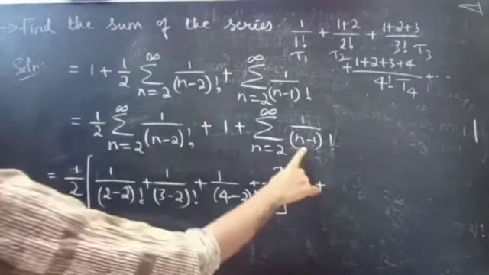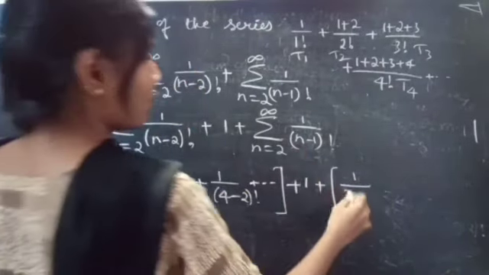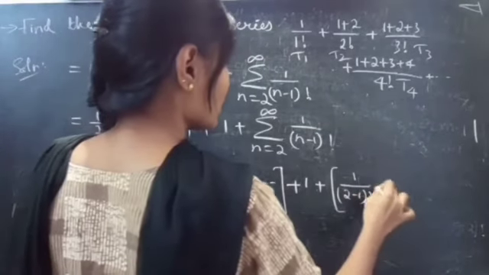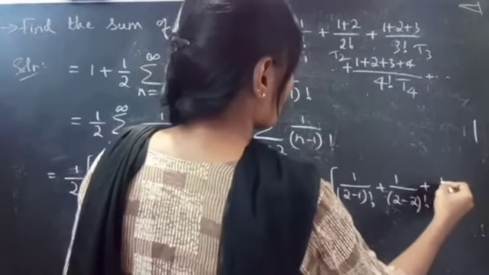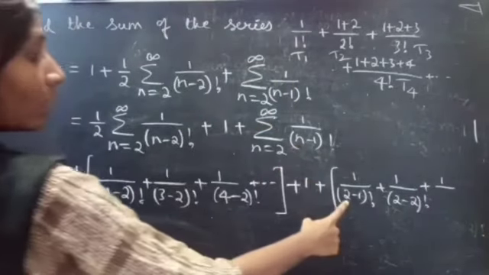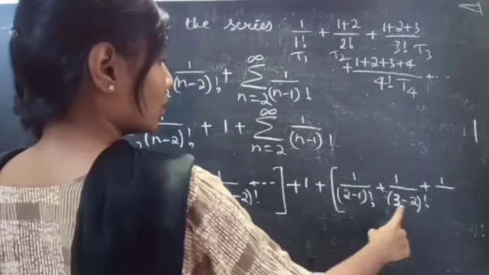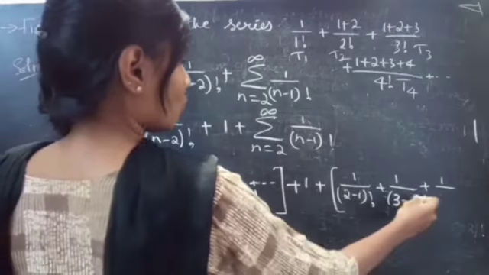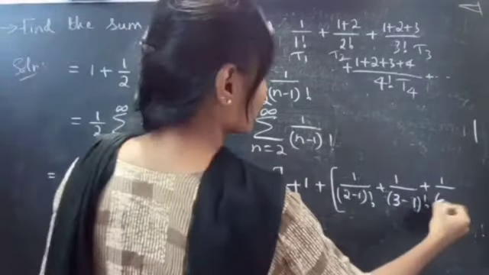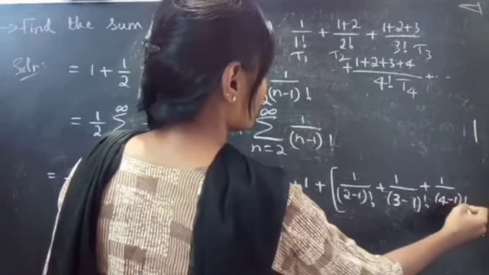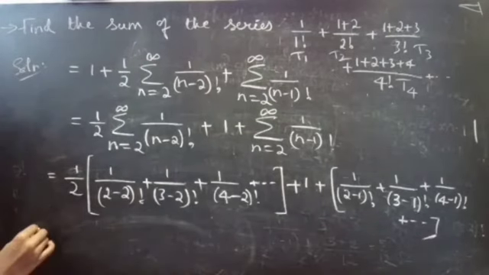Now substitute n equals 2 here. So you'll get 1 by (2 minus 1) factorial plus, okay, already you have substituted 2, right? So here you'll get 3. For n equals 3, you'll get 1 by (3 minus 1) factorial. For n equals 4, you'll get 1 by (4 minus 1) factorial plus so on. Okay.